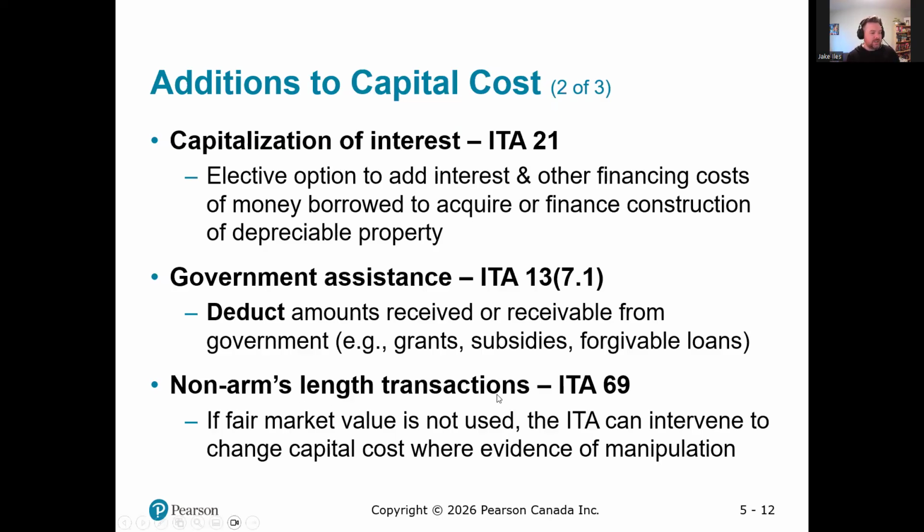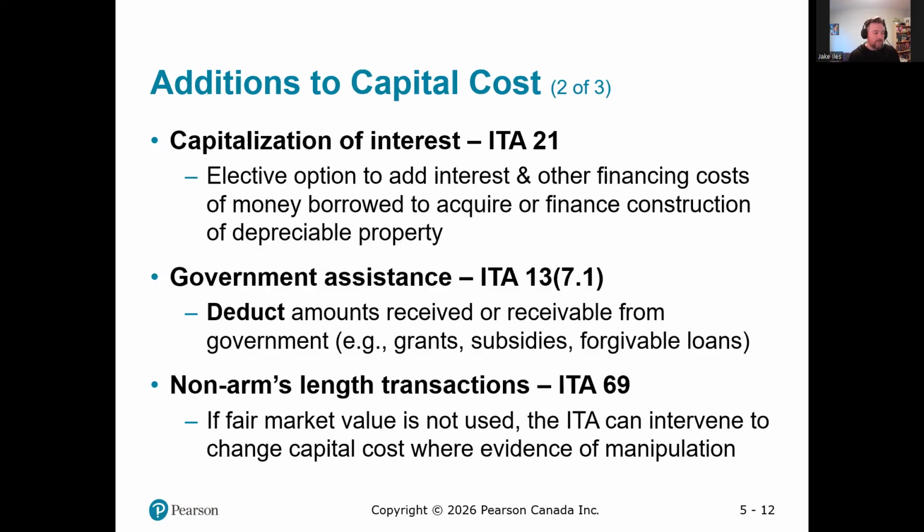Non-arm's length transactions: if fair market value was not used, the Income Tax Act can intervene to change capital cost where there's evidence of manipulation. So the government wants purchases and transactions to occur at market value. So if I have a business and I'm thinking of getting out of it and I want to sell, and I have a sibling who says, well, I'll take over that business. And I say, fine, I could have gotten $600,000, but you're my sibling, we're family, I'll give you a break on the deal. That person's cost might not equal the fair market value of 600,000 because I'm giving them a discount.